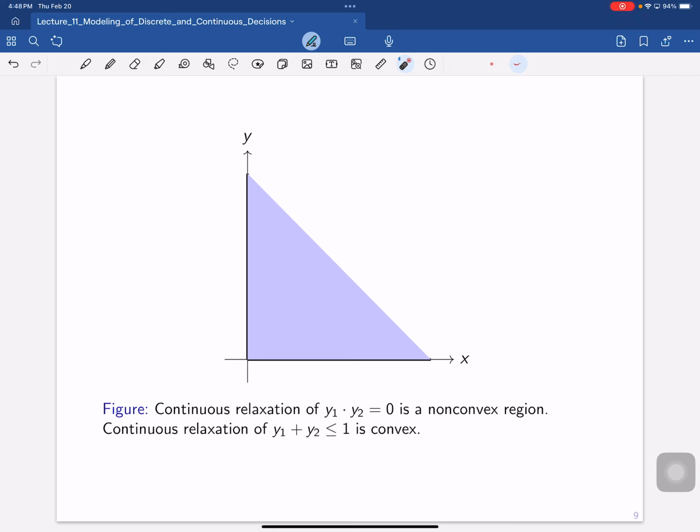But if you consider the continuous relaxation of y1 plus y2 less than or equal to 1, then it is this triangle area here. It is a convex region. And then you can solve it, at least the continuous relaxation can be solved as a convex problem. Okay.